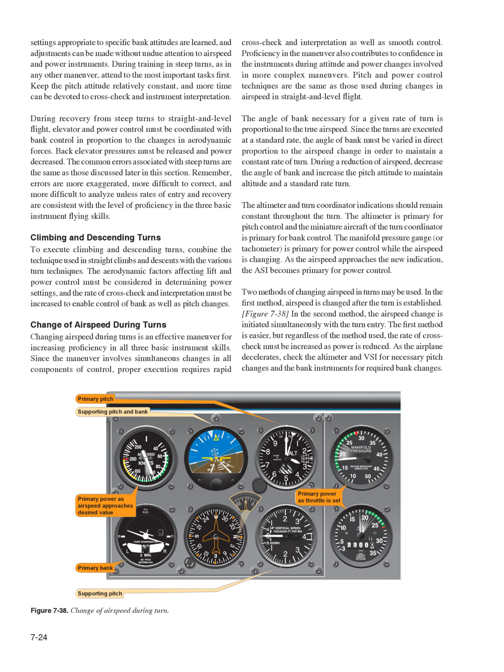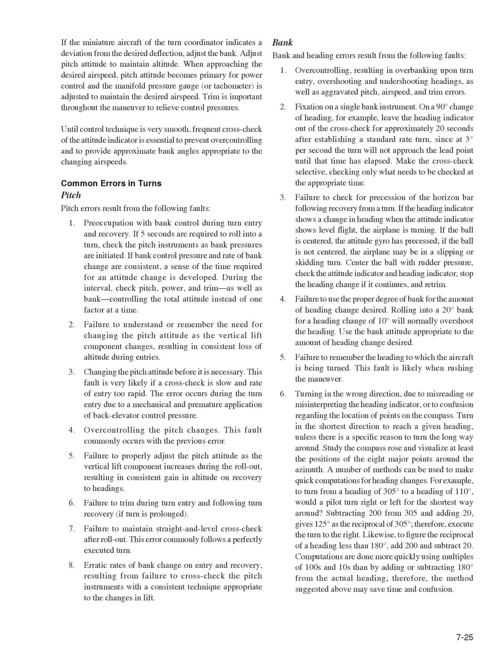The first method is easier, but regardless of the method used, the rate of cross-check must be increased as power is reduced. As the airplane decelerates, check the altimeter and VSI for necessary pitch changes and the bank instruments for required bank changes. If the miniature aircraft of the turn coordinator indicates a deviation from the desired deflection, adjust the bank. Adjust pitch attitude to maintain altitude. When approaching the desired airspeed, pitch attitude becomes primary for power control and the manifold pressure gauge, or tachometer, is adjusted to maintain the desired airspeed.